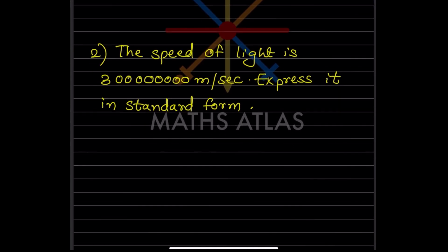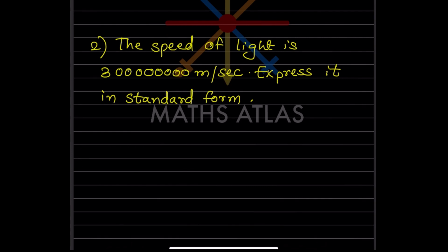So now here the speed of light is given. So how many zeros do we have over here? First we'll write here the speed of light is equal to here. The number of zeros are 1, 2, 3, 4, 5, 6, 7, 8.